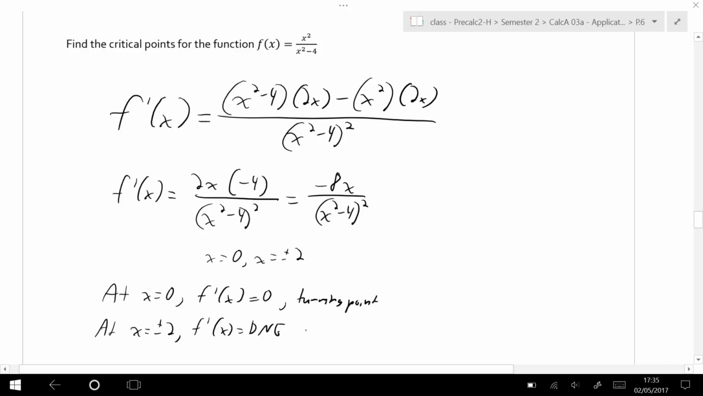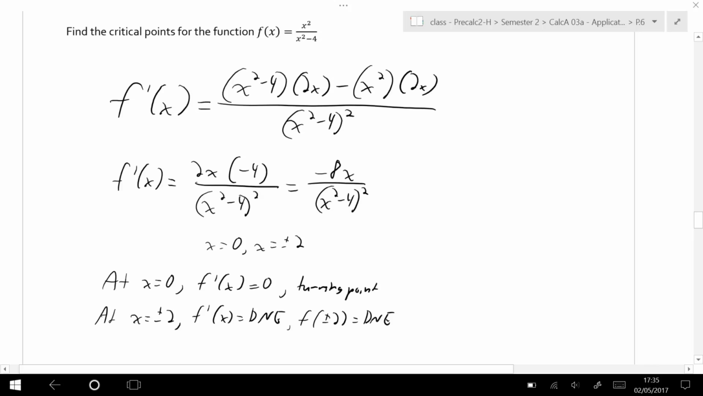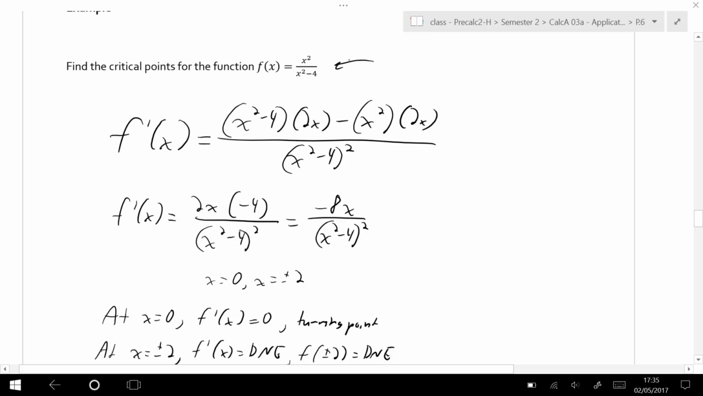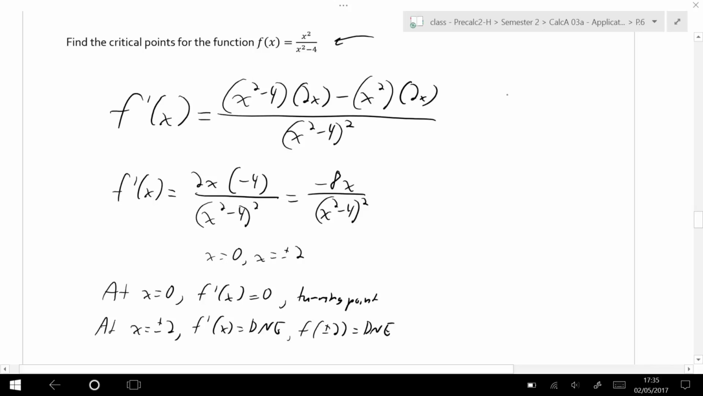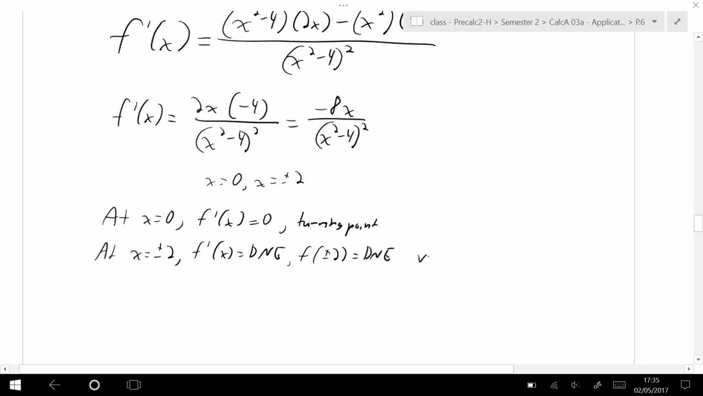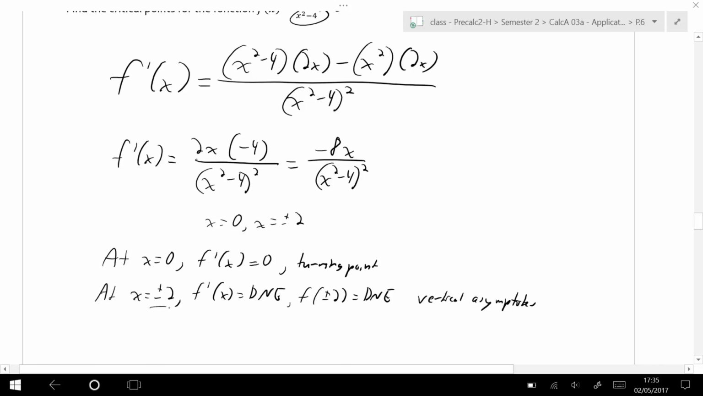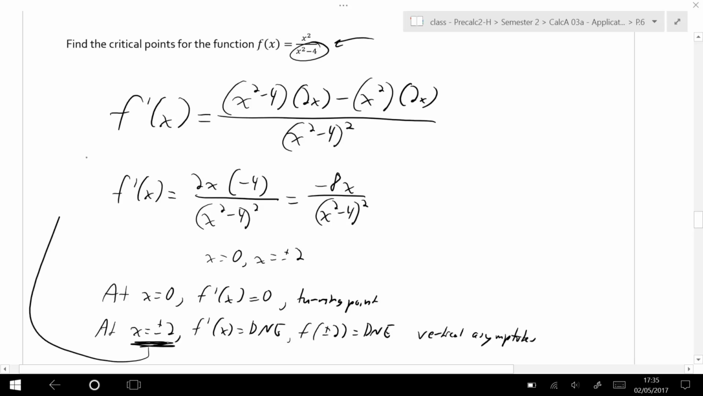Now, if I compare that to f of x, I can just say f of plus or minus 2 also does not exist. Given that, and doing an analysis of the original function, I know that because those are values in the denominator, these are vertical asymptotes. So that's the kind of discontinuity they are, and that's the kind of derivative not existing that they are. So if I mindlessly take a derivative and I get a value like this, I do want to compare that with the original graph and see what kind they are.